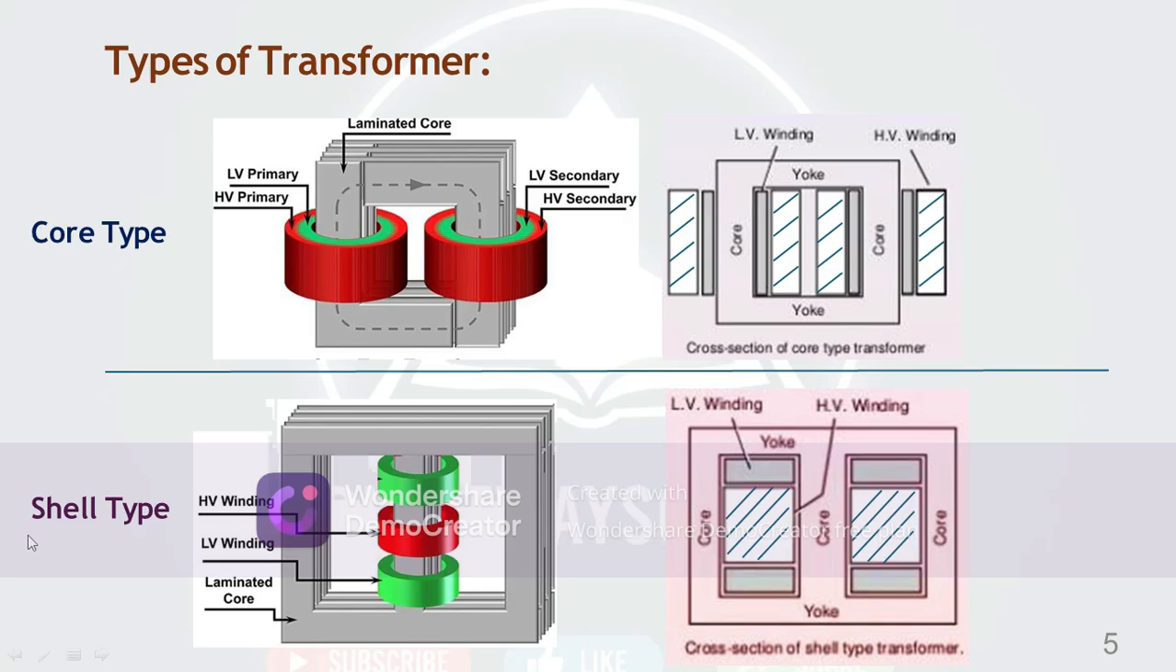Now the next type is the shell type transformer. There is the HV winding in the middle portion, and the LV winding is there, upper and down. So here the core is surrounded by the winding in the core type. In the shell type, winding is surrounded by the core, and in the core type, the core is surrounded by the winding. So this is the LV winding, and here the core. This is the cross section area of the shell type transformer.